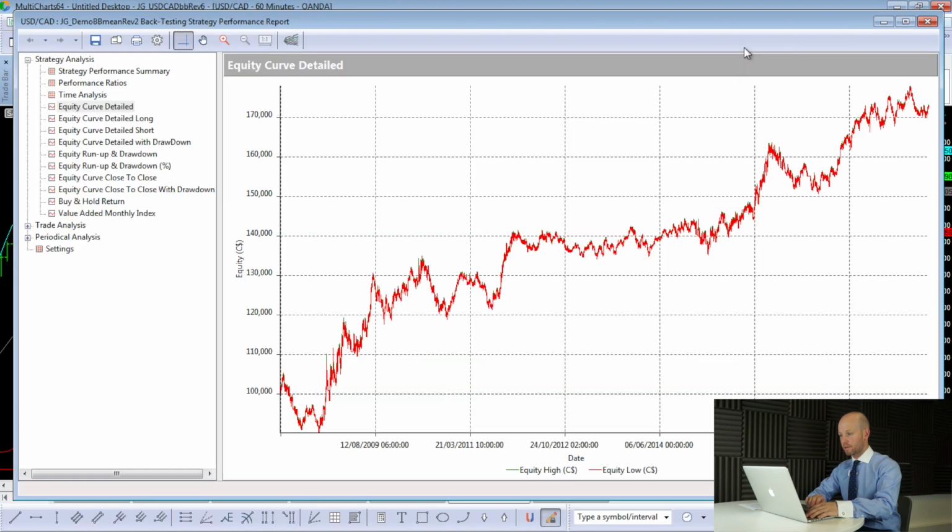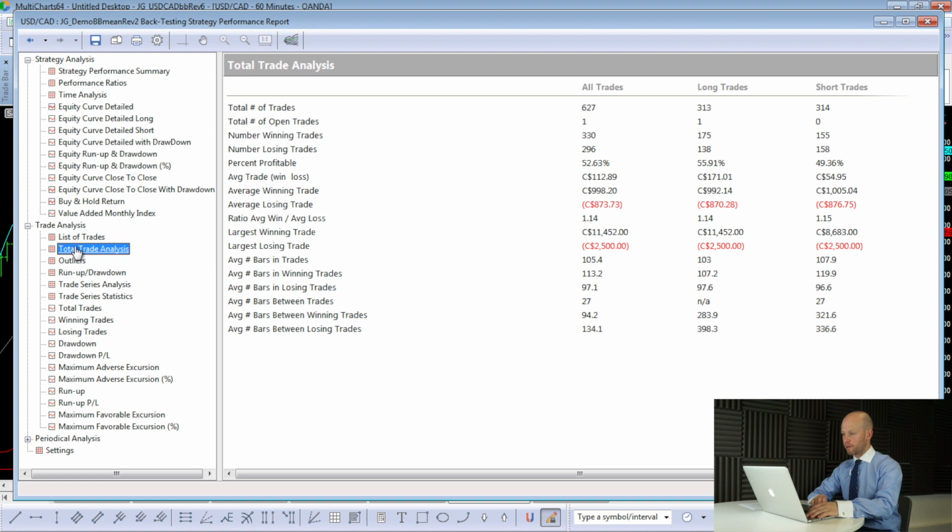The equity curve still looks quite good. Looking at the total trade analysis, we know now the average trade has come down a little bit to 112, but our largest losing trade now is much smaller at only $2,500 because of that 250 pip stop loss.